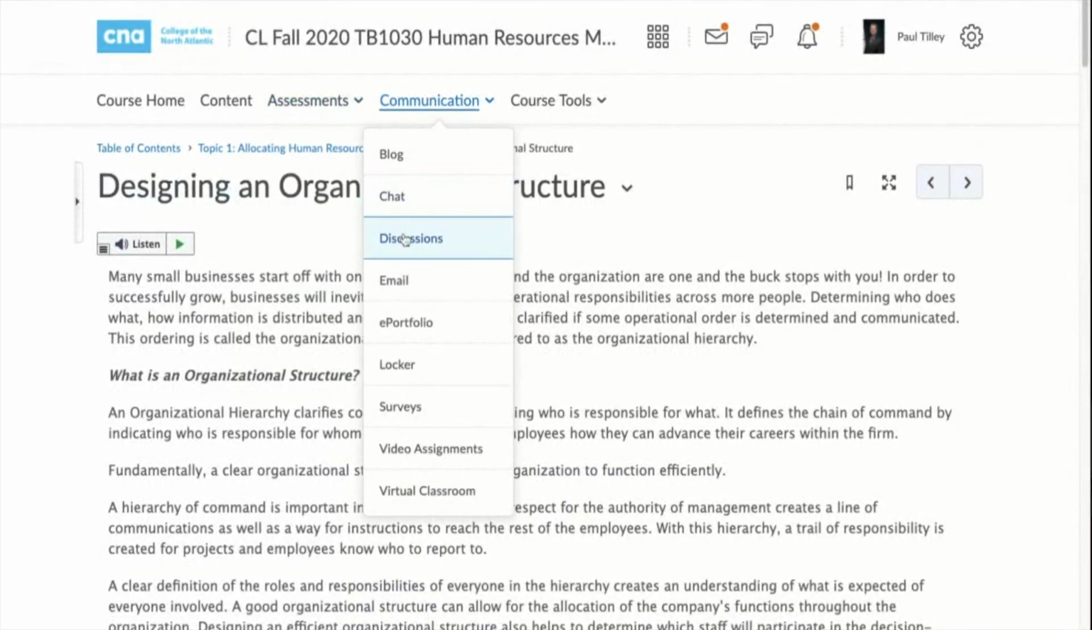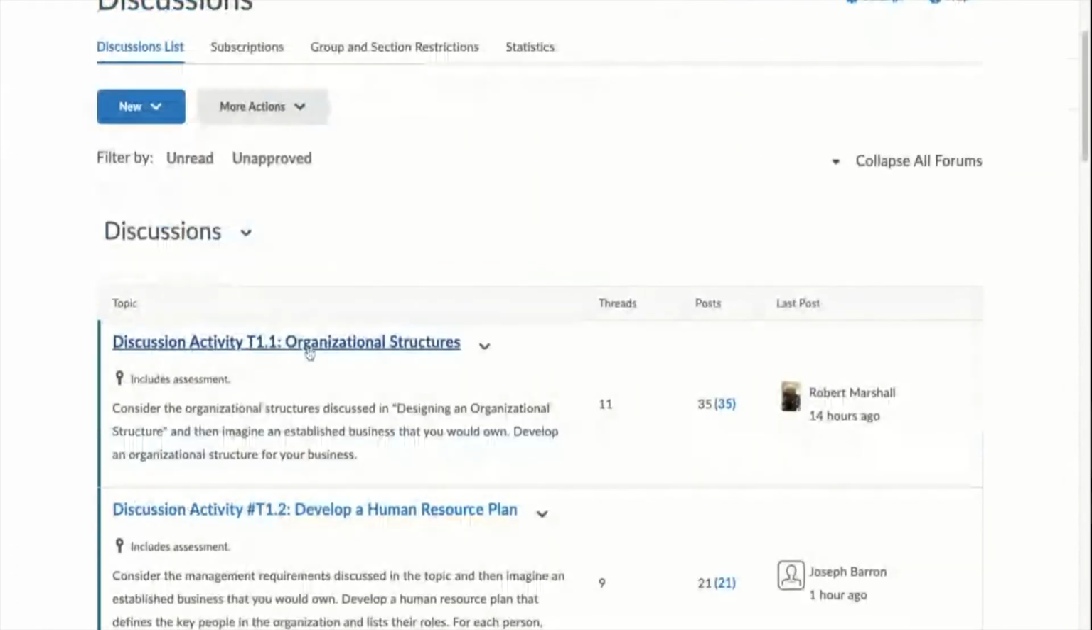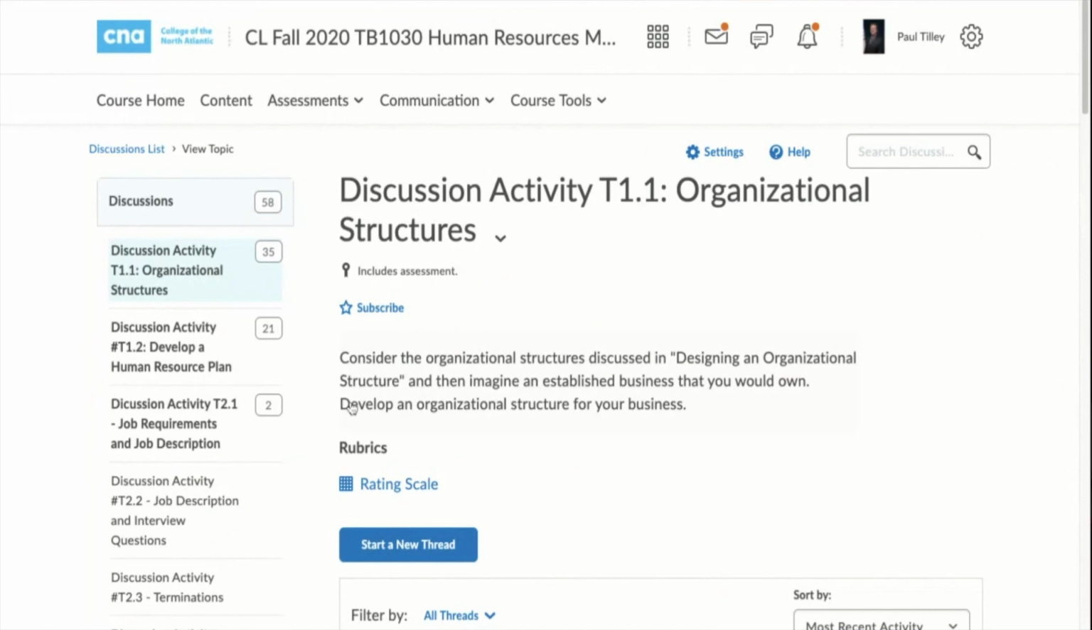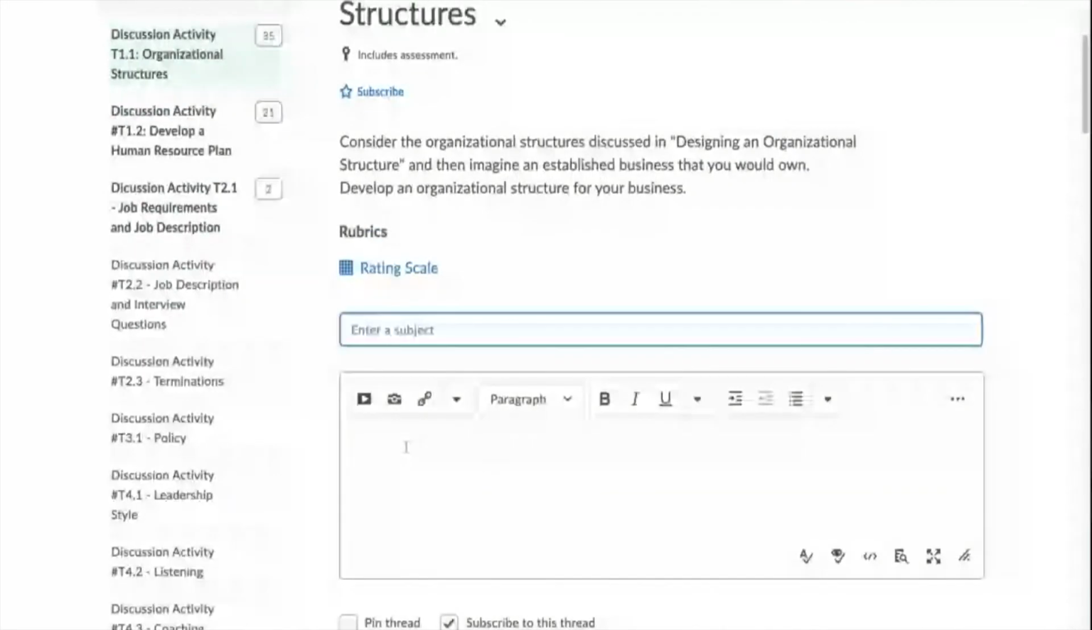In order to go to the discussion, what you need to do is go up to the discussions right here under communication, and you will find in there this discussion activity right here. You take it and you basically can start a new thread and you can type. Now what I do is I type it up somewhere, and then I start a new thread, I copy it out of somewhere and I paste it in right here.